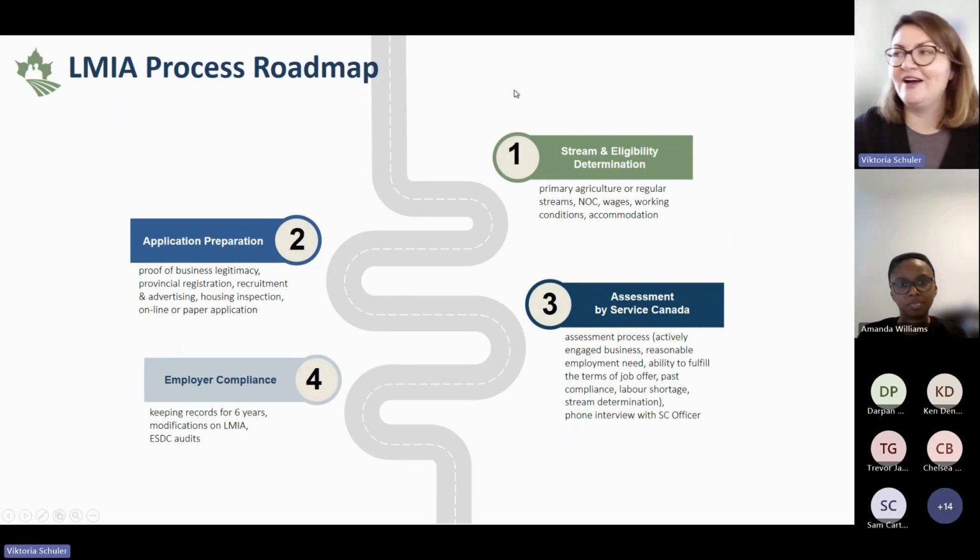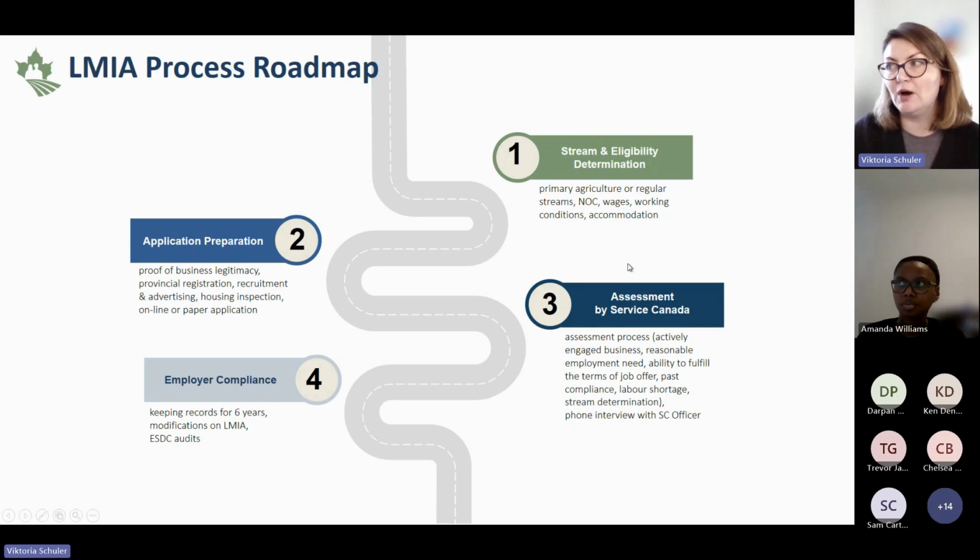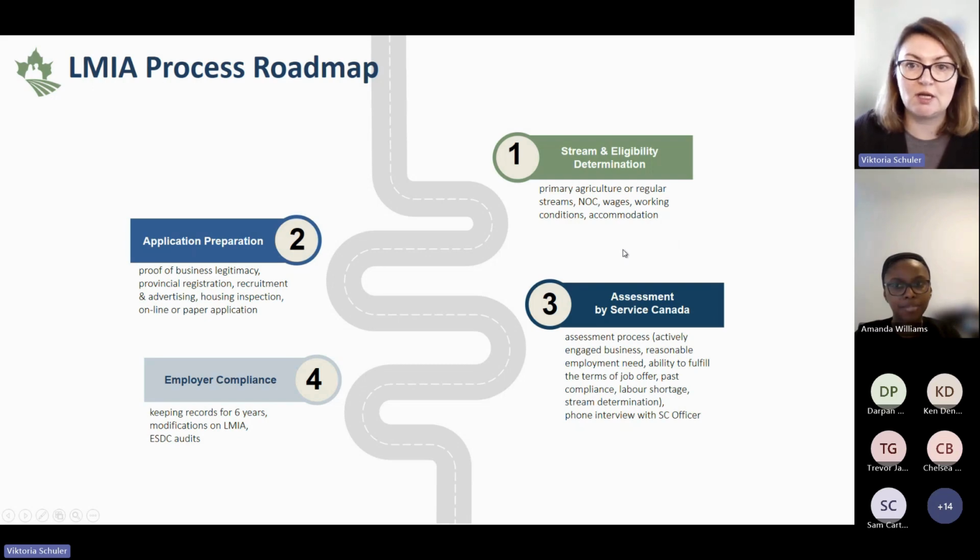This is just a quick glance of the LMIA process roadmap. If you don't know where to start or how to start, you need to determine your stream and whether you're actually eligible to submit an LMIA application. In order to do that, you need to figure out whether your position is related to primary agriculture or not. We're going to talk about it. You need to figure out the NOC, or the National Occupational Code, for the position, the wage that you will be required to pay, and what the requirements are for working conditions and accommodations for your particular stream.